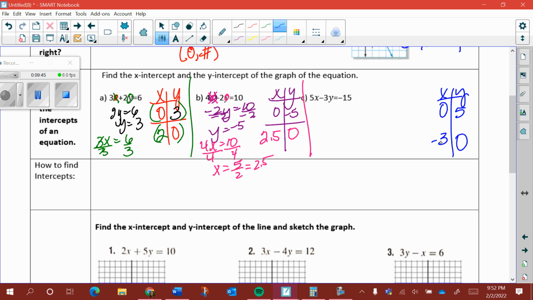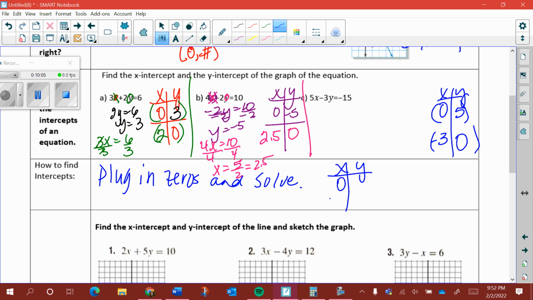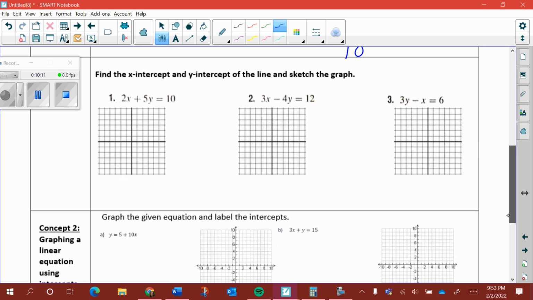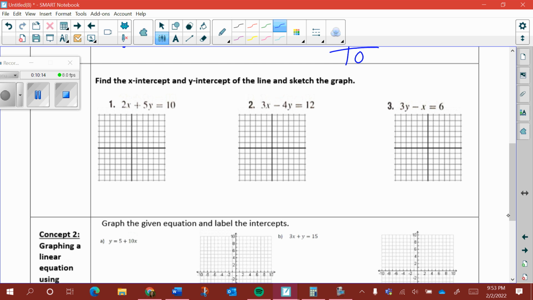So how do we find those intercepts? Well, basically, plug in zeros and solve. So I'd like you to do just that for numbers 1, 2, and 3, please. They do fit on the graph. So if you get something that doesn't fit on the graph, then you know you're doing something wrong. You have to show your work, but I will tell you. So pause me and do your work.